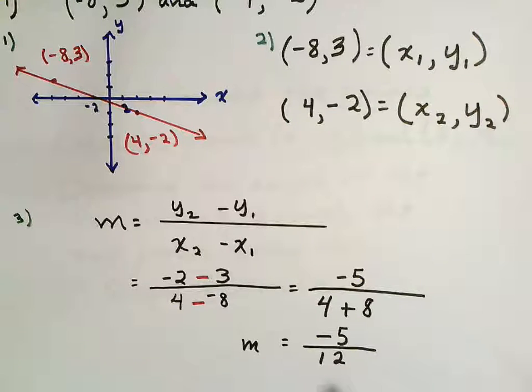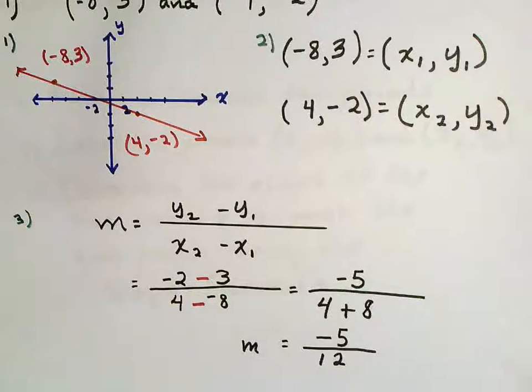This is saying that the change in y is negative 5 and the change in x is 12. Every time we add a negative 5 to the y, we're going to add a 12 to the x.